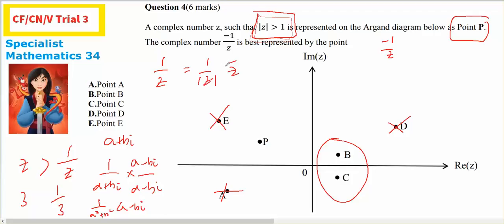Therefore, 1 on z would have to be smaller, and it's going to be the conjugate. Therefore, the imaginary component is now going to be negative. It's going to put it down to here, and the negative will place it all the way over, and B has to be my answer.